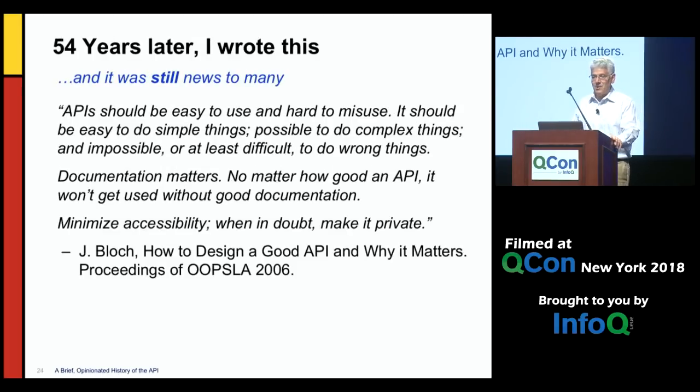Here's something that I wrote in 2006 at an OOPSLA keynote called How to Design a Good API and Why It Matters. APIs should be easy to use and hard to misuse. It should be easy to do simple things, possible to do complex things, and impossible, or at least difficult, to do wrong things. Documentation matters. No matter how good an API, it won't get used without good documentation. Minimize accessibility. When in doubt, make it private. So those are exactly the same ideas that were in the conclusion of this 1952 paper.